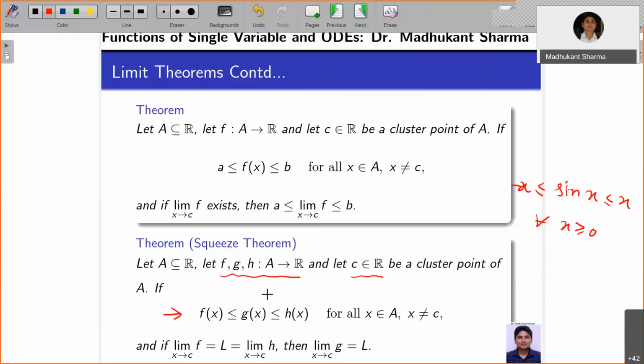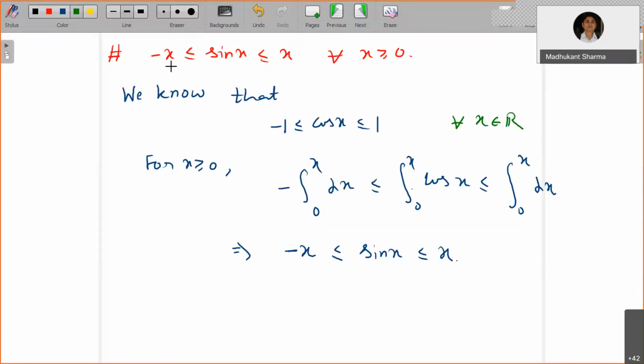For example, I have taken this example: minus x is less than or equal to sine x, which is less than or equal to x, for every x greater than or equal to 0. That is what we want to make clear.